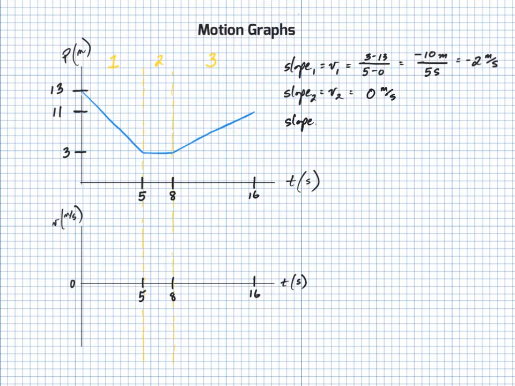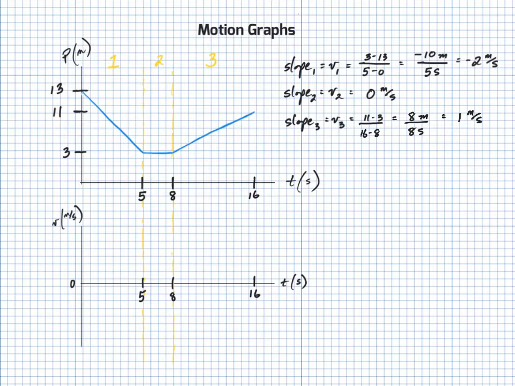Finally, slope 3, which is going to be velocity 3. Our rise, again, we want to take final minus initial, so our final position is 11, and we're going to subtract 3, so we have 11 minus 3. And then our run is going to be 16 minus 8. So this is going to give us 8 meters over 8 seconds to give us a velocity in section 3 of 1 meter per second.